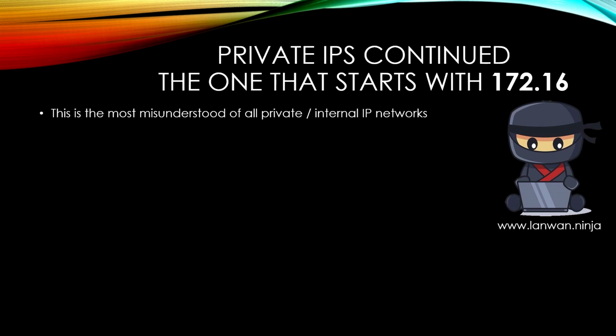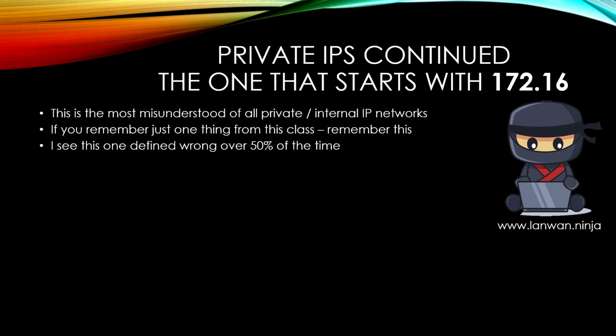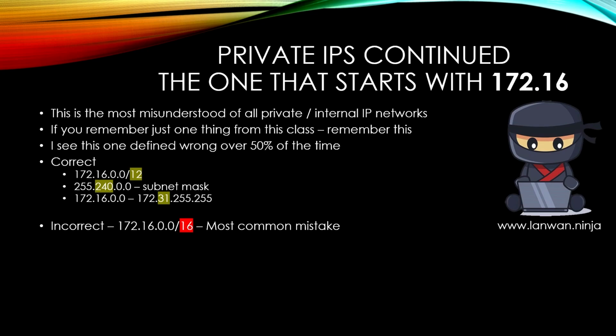There's a third block that starts with 172.16. To me, this is the most misunderstood of all private or internal IP networks. If you remember just one thing from this class, remember this, because I see this one defined wrong over 50% of the time. So the correct way to notate this block is 172.16.0.0/12, which is 255.240.0.0 for the subnet mask, and that covers all IP addresses between 172.16.0.0 and 172.31.255.255.